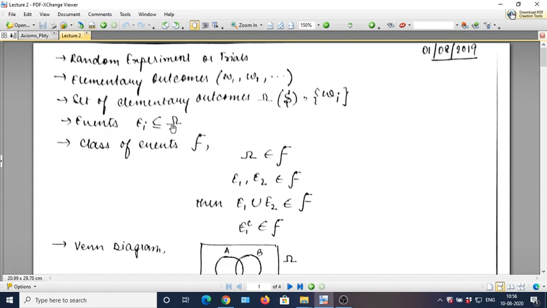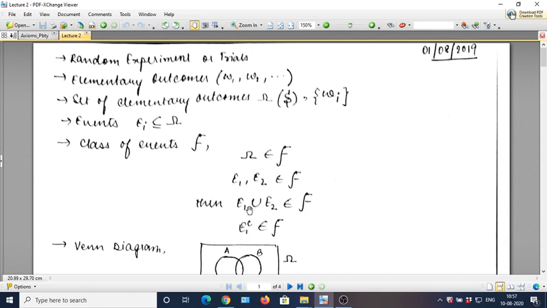But we would like to have a structure on the class of events on which we want to define the probability measure. This class of events F should have some structure, and what we look for are the following. First, the entire sample space should be an event to which we can assign the probability measure. So the sample space omega itself should be an element of this class. We will call this class of events the sigma algebra. Then if there are two events E1 and E2 which are elements of the sigma algebra F, we expect their union to also be present in the sigma algebra. That is, the sigma algebra is closed under the set union operation.